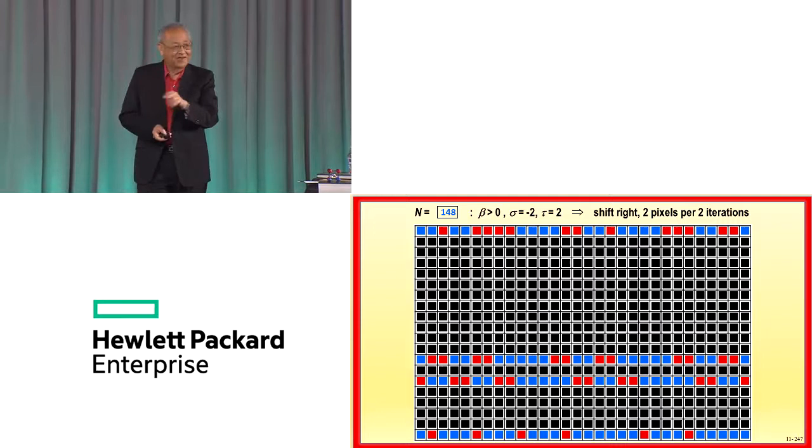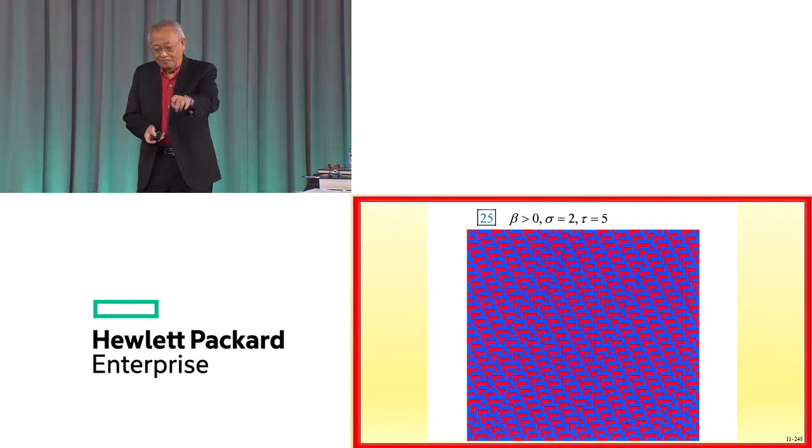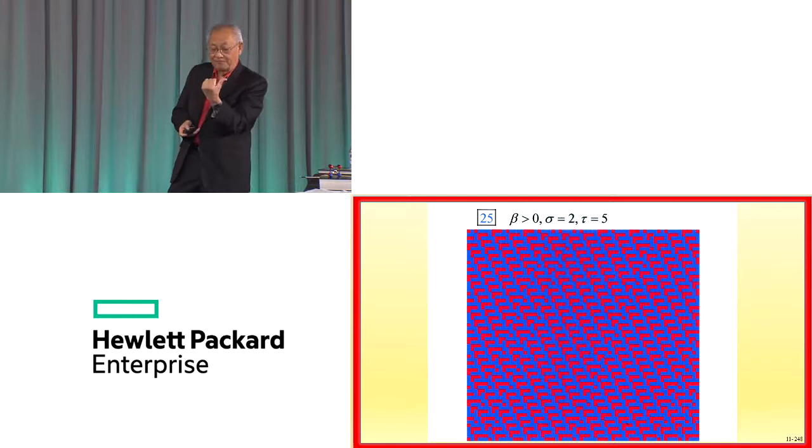And how about 25? Well, 25 is even more messy. You look at it, you can never see any pattern unless you have a theory. Nobody can see the pattern here, except now that I know it, I tell you to ignore beta because it's positive, shift twice to the left because sigma is positive. So you shift to the left by two bits every five iterations.